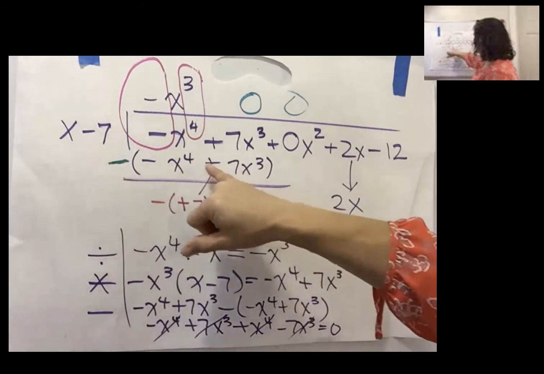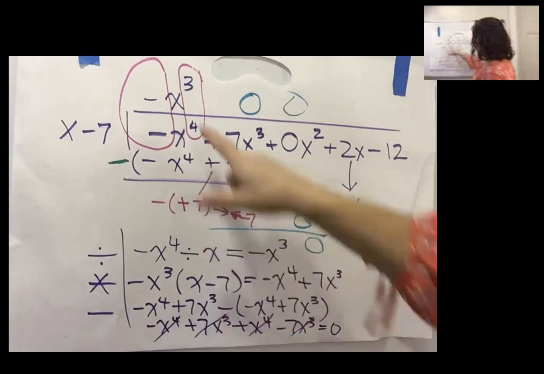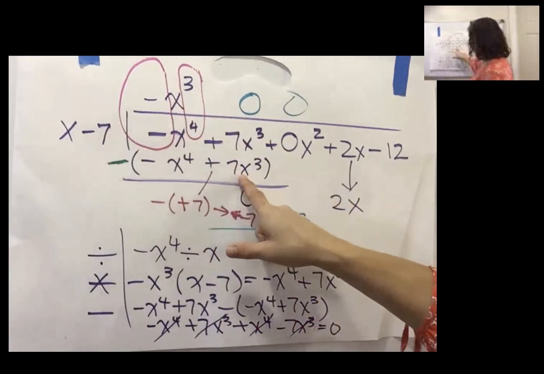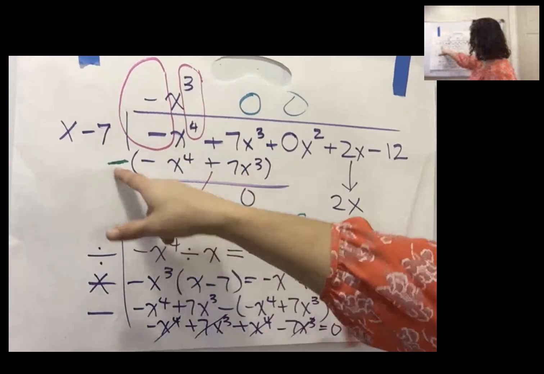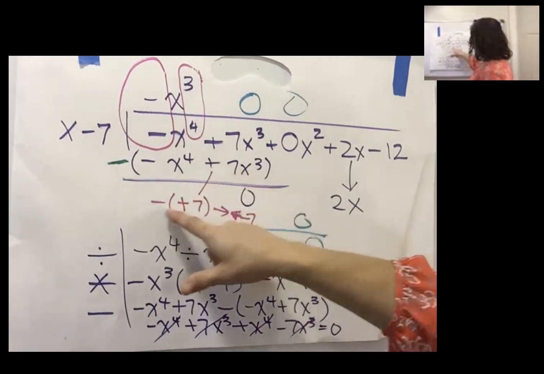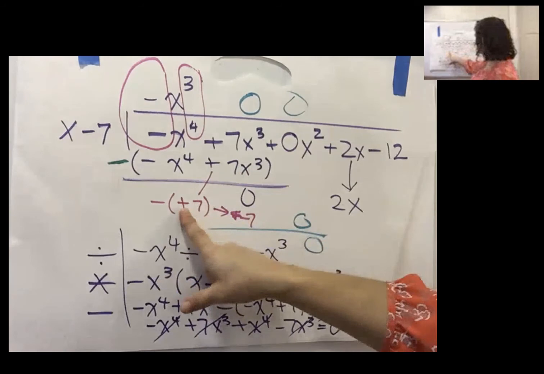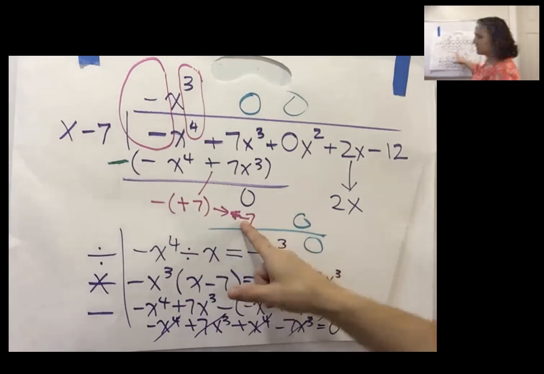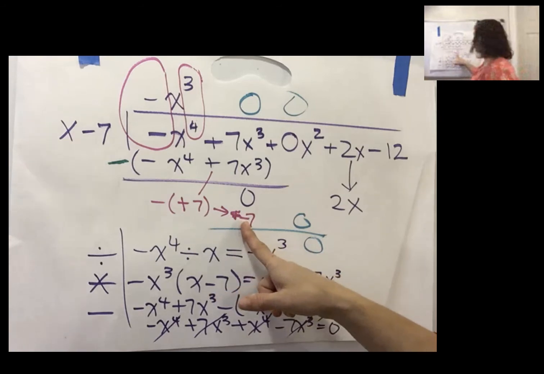So in this case, I had a 7x cubed because I took negative x cubed and multiplied by negative 7, and I got a positive 7x cubed. But then I was subtracting it. So that ended up being, I was subtracting a positive 7, which meant that I ended up adding a negative 7. My writing's a little sloppy there.